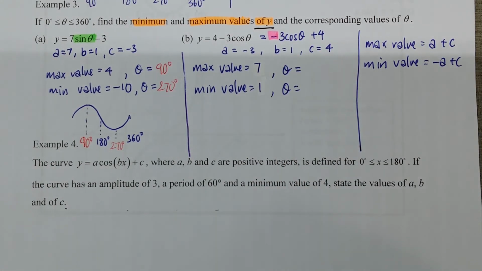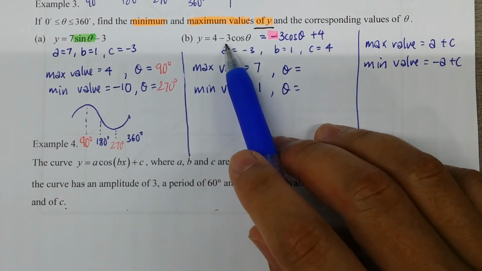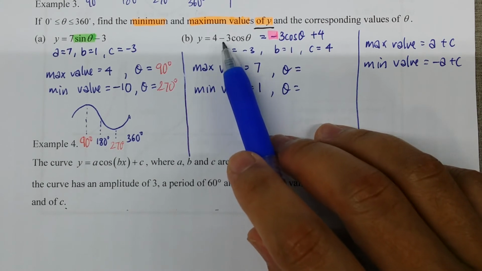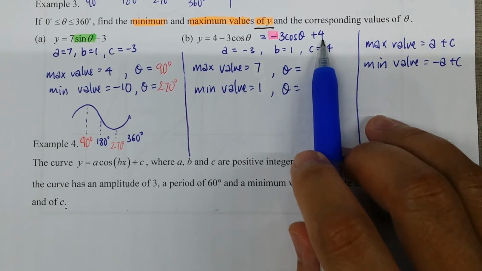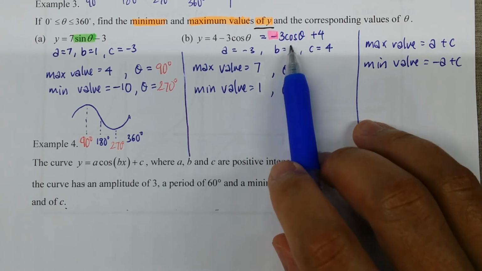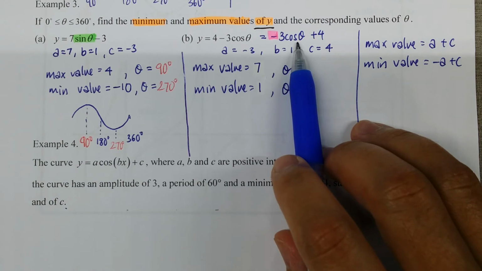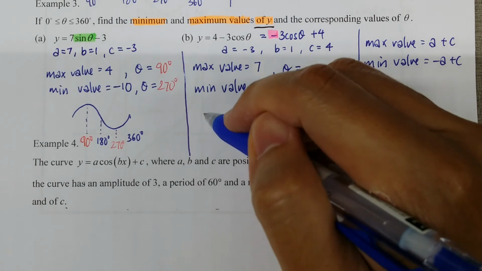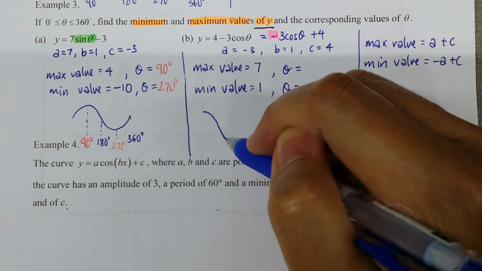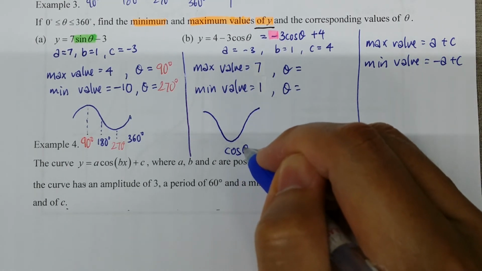This is slightly more tricky. The -3 just means that the graph is flipped and the amplitude is 3. The +4 just means you shift the graph up by 4. B is 1, so cosine 1 theta means there's only one cycle of cosine in 360 degrees. Let's recall, how does a cosine graph look? A cosine graph will look like this. This is a cosine theta graph.